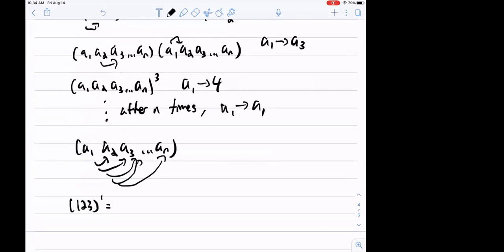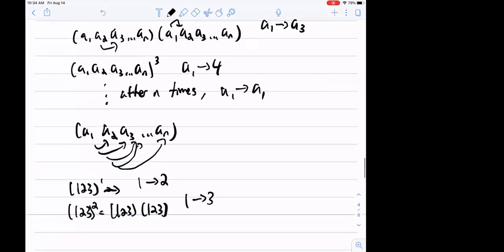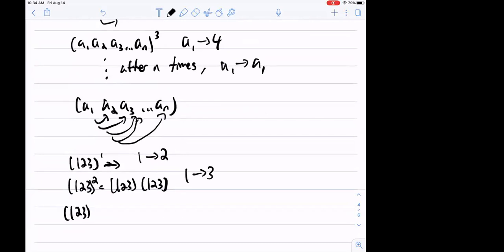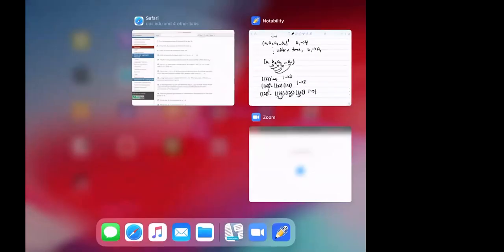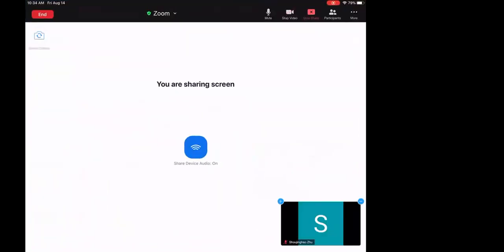Like 1, 2, 3, right? 1 goes to 2, right? The first power. 1, 2, 3 squared: here, 1 goes to 3, right? Because 1 goes to 2 and then 2 goes to 3. And then when you cube it, you go back to the original, right? Because 1 goes to 2, 2 goes to 3, and then 3 goes back to 1, right? Does everyone see that?